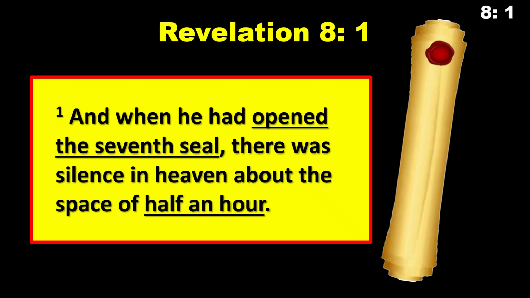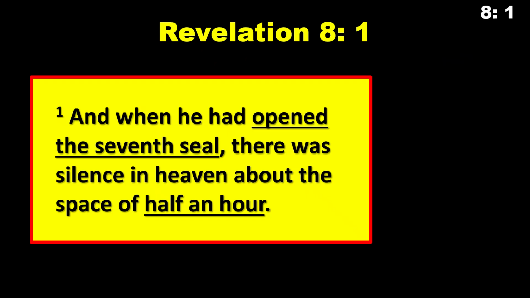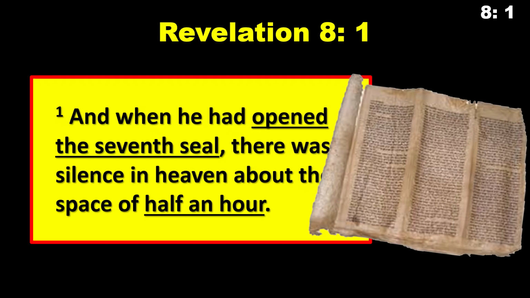And we start chapter 8 with verse 1, quote, "And when he had opened the seventh seal, there was silence in heaven, about the space of half an hour." End quote. What is the significance of that last seal being removed? The scroll can now be opened and the messages inside revealed. These messages will have great impact on the religious world.